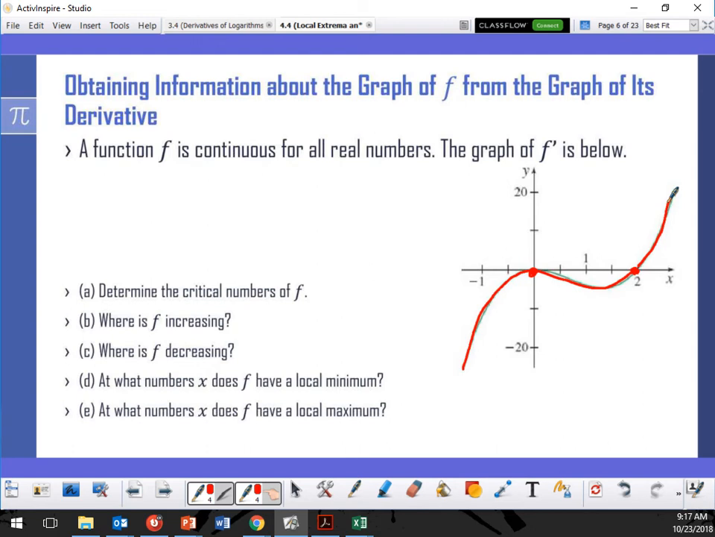Negative to positive. So the only place is only going to be 2, right? Yeah. Okay, so I'm just making sure you guys understand. If it changes from negative to positive, right, so it's going down, then all of a sudden it means it's going up. So slope's positive on this side, slope's negative on this side. So that means that's a local minimum. Okay, at what numbers does it have a local maximum? Does it ever change from positive to negative? No, so it does not.